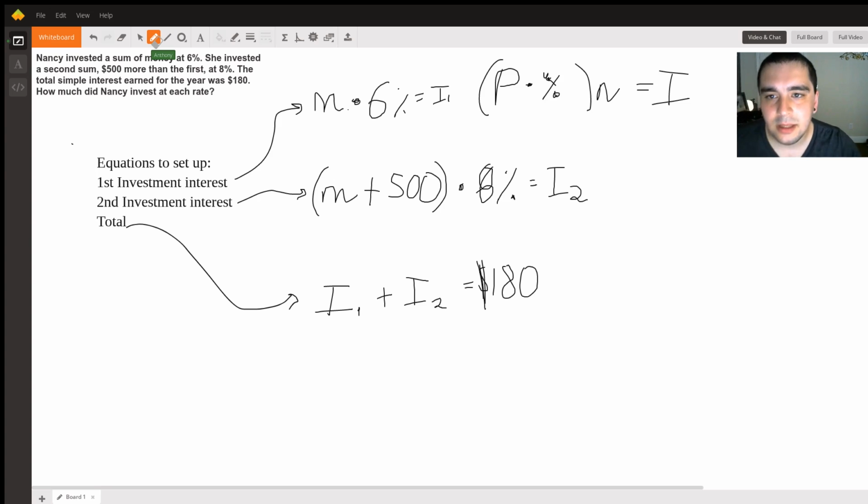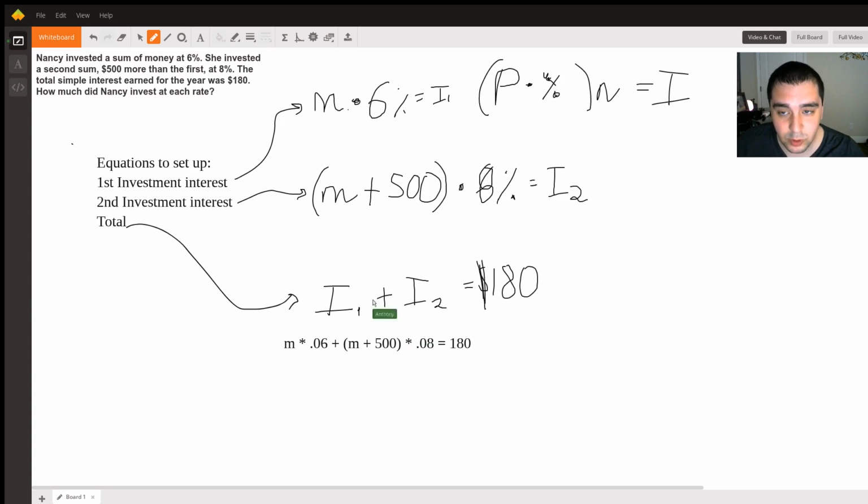So if we replace everything in these equations, I'm going to switch over to typing now because I'm going to have to type a lot, right? We have M times 0.06, because that's a percent as a decimal, plus, in parentheses, M plus 500 times 0.08 for the 8%, equals 180. And now we have one variable and some numbers, and this is just some straightforward equation solving.